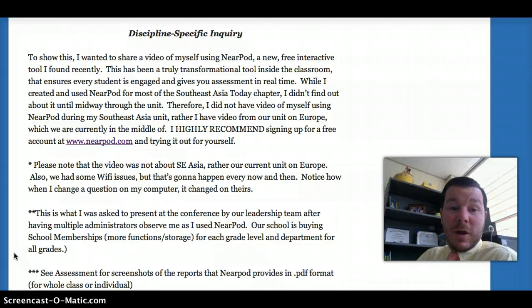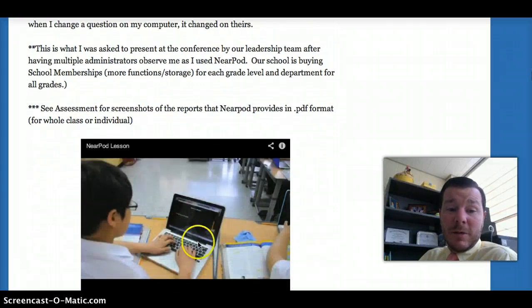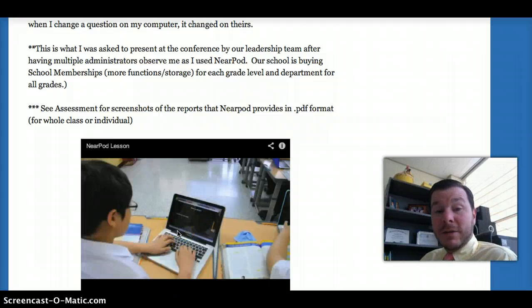The last thing I want to talk about is Nearpod. I have a video of me using Nearpod. If you see here, as a teacher, you basically control their device. They have to answer in real time. Every kid is engaged. It's a great way to work on kids writing complete sentences, because you're walking around behind them and the answers are coming up on your screen.